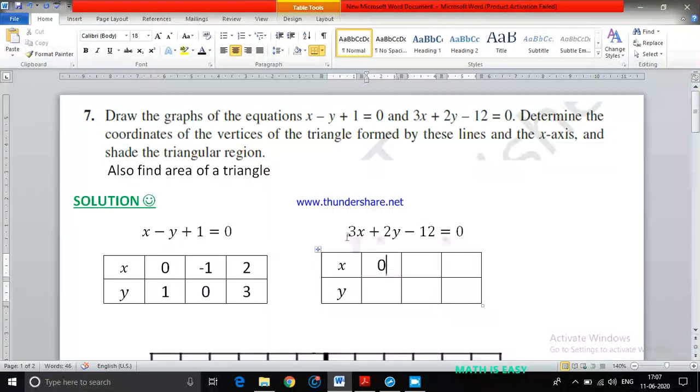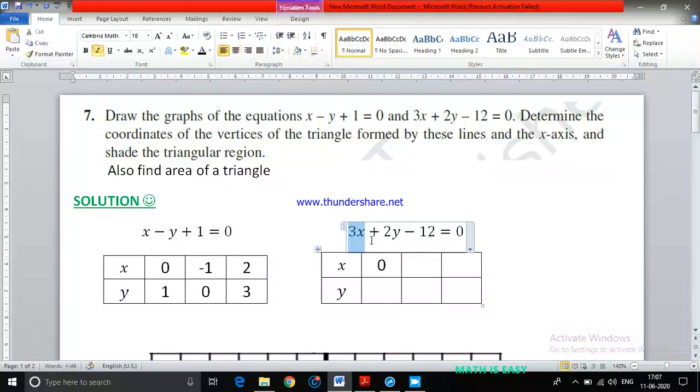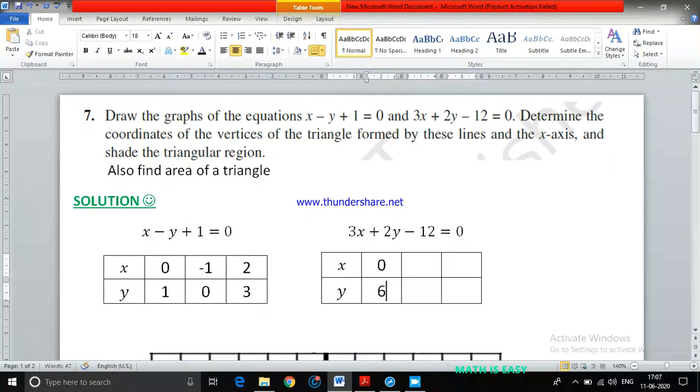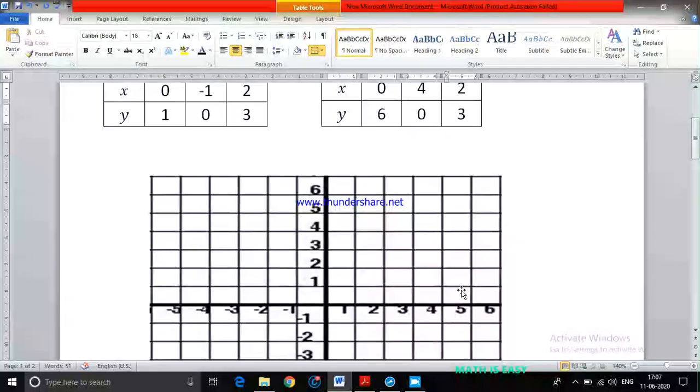For the second equation, if x is 0, then 3 times 0 is 0, I have 2y equals 12, then y will be 6. If y value is 0, then this term is going to be 0, I have 3x equals 12, then x will be 4. Similarly, if I take x value as 2, then 3 times 2 is 6, 2y equals 6, so y equals 3. I got the values. Now I'll try to represent them on the graph.